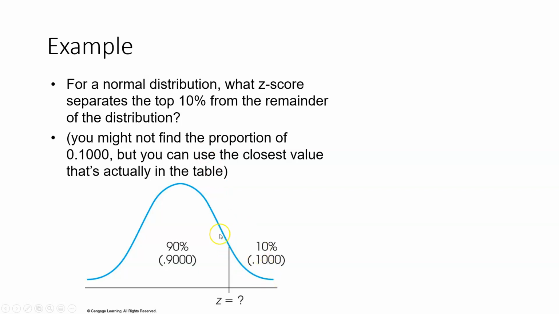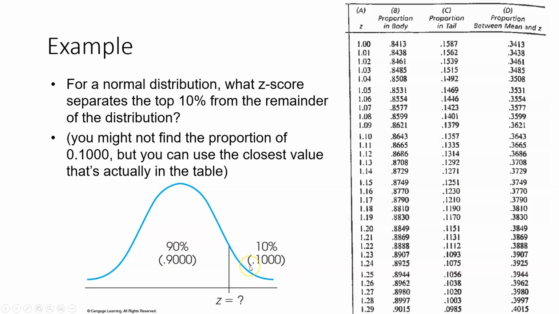If I sketch it out, it looks like this. We're looking for the z-score here, which we don't know, that corresponds with the value that separates the top 10% from the bottom 90%. You should pause the video for a second and look if you can see that in your table. Note that you won't find exactly 0.1000, which corresponds to this top 10% in your table, but you can find the value that's closest to it and use that instead.